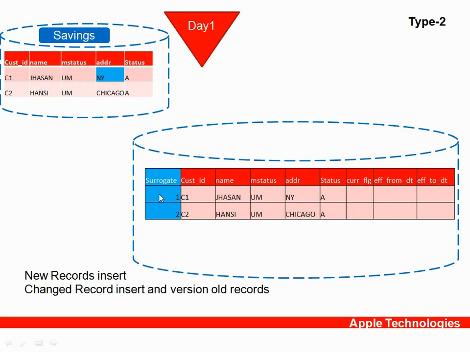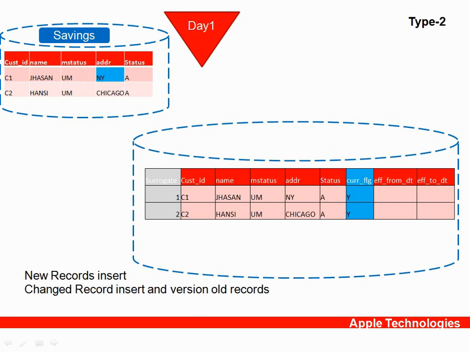ETL tools will support this kind of generating the numbers, or you can use the database sequences. Using that you can generate the numbers, and that way I can make this column a primary key. Then coming to the current flag, to indicate out of all these records, which is the latest record and which is the old record.